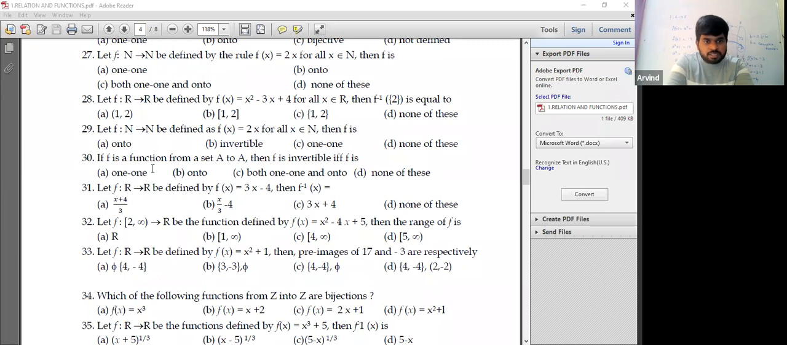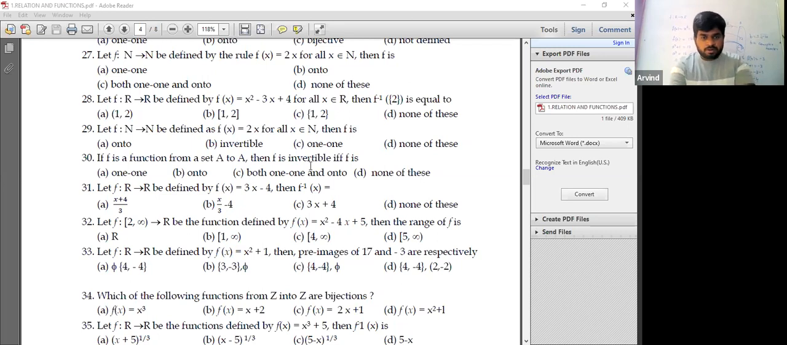If f is a function from set A to A, then f is invertible if and only if... This is an important formula. If you want to find f inverse, the inverse function, a function is invertible if it is both 1-1 and onto. It should be a 1-1 function and an onto function. Only then you say f is invertible.